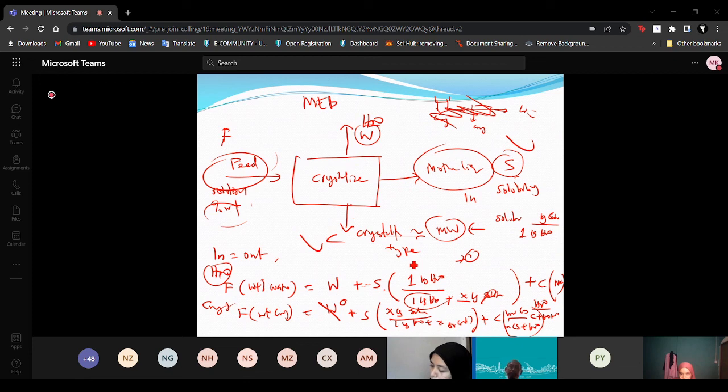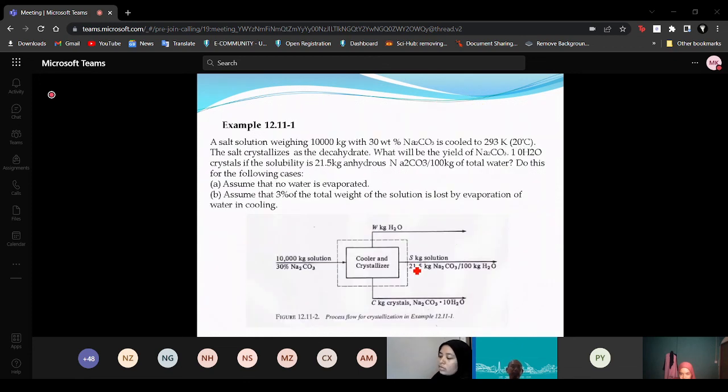It depends on the question. Okay, let's look at this example. Let's say they feed in 100 kilo of solution, and they give 30% is sodium carbonate. It goes into the crystallizer, and the crystal is decahydrate. You need to take care of this.